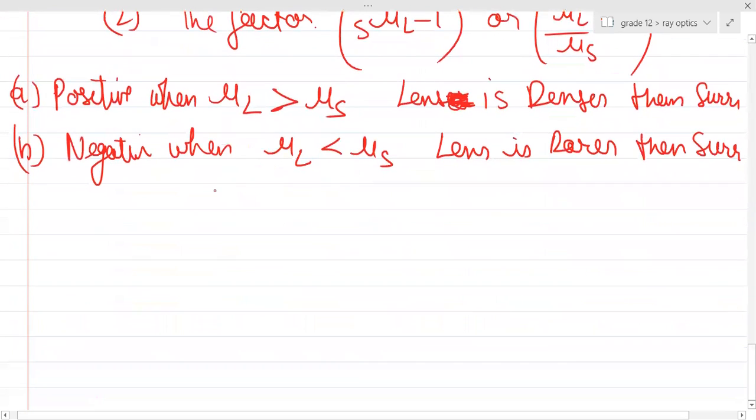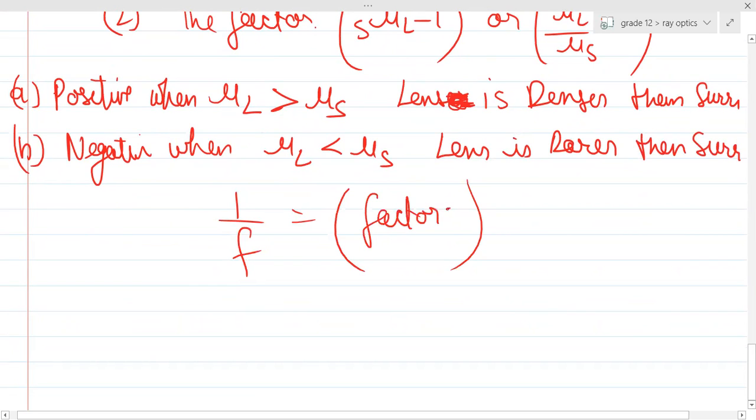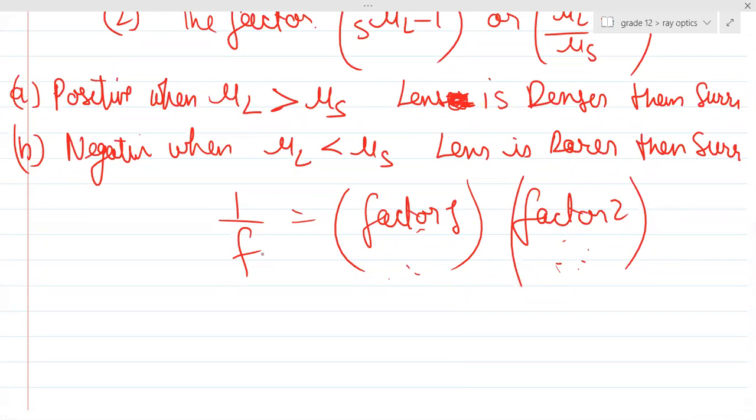Now, ultimately, the focal length will be decided by what? Factor 1 multiplied by factor 2. So now you can easily predict the sign, right? If both are positive, then f will also be positive. If one is positive, one is negative, then negative. If one is negative, one is positive, then negative. Both are negative, then again positive. Is it clear, guys? Yes, sir. Okay, let's go.